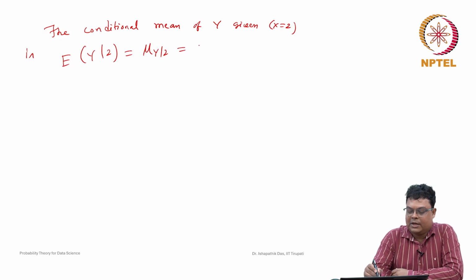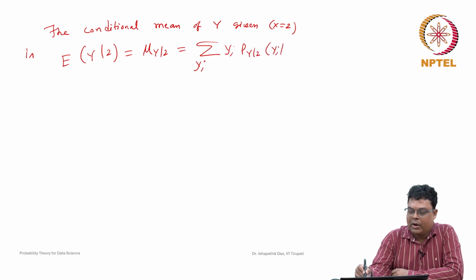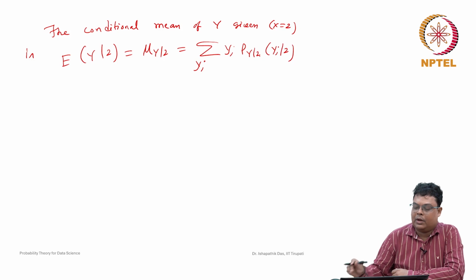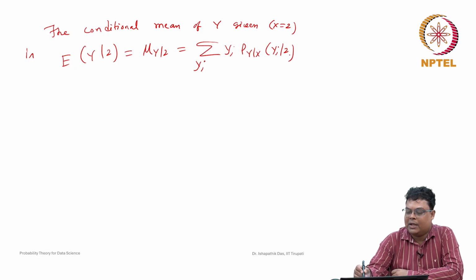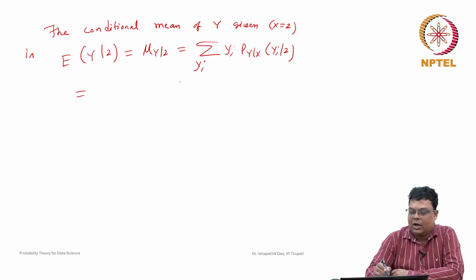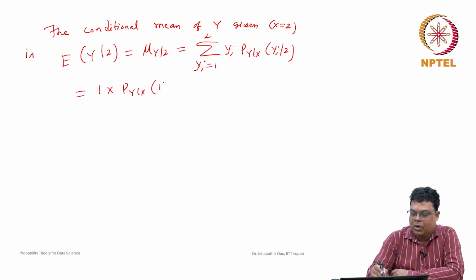So by definition this is the summation over all the possible values yj of yj times the probability mass function of y given 2. Here we are representing the probability mass function of y given x. yj can take values 1 and 2, so that's 1 times the probability of y equal to 1 given x equal to 2, plus 2 times the probability of y equal to 2 given x equal to 2.